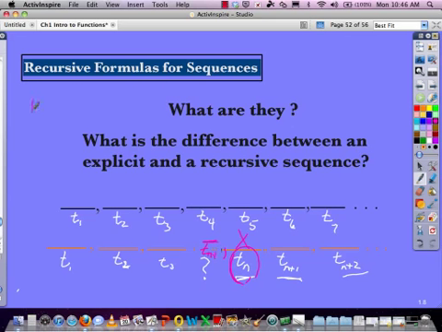And that's going to be a big piece of what we do in this section. That subscript, T sub n minus 1, will always stand for the previous term if we're considering T sub n to be the current term. T sub n minus 1, previous term, big piece of the recursive situation.